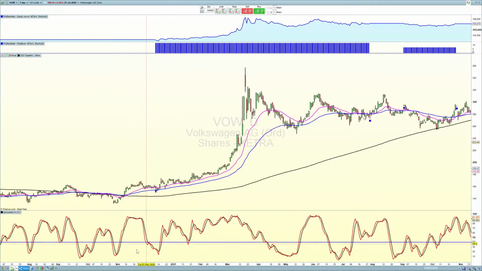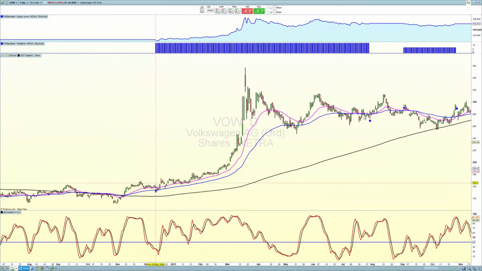Down here we've got the stochastic with 14.3 parameters, and we use that for our entry criteria along with the moving averages. So the way it works is the exponential moving average 20, the pink line, must be above the exponential moving average 50, the blue line, which must be above the moving average 200. So that's our long-term trend. We want to make sure we're in that for a long position.